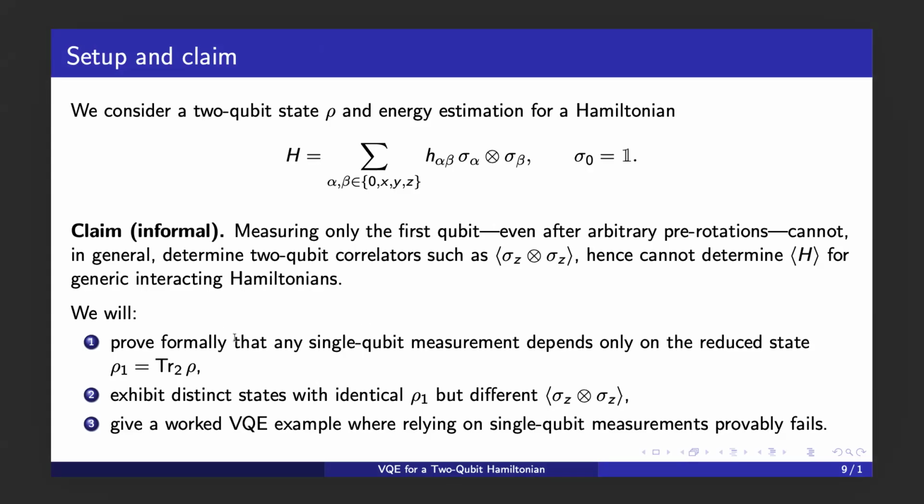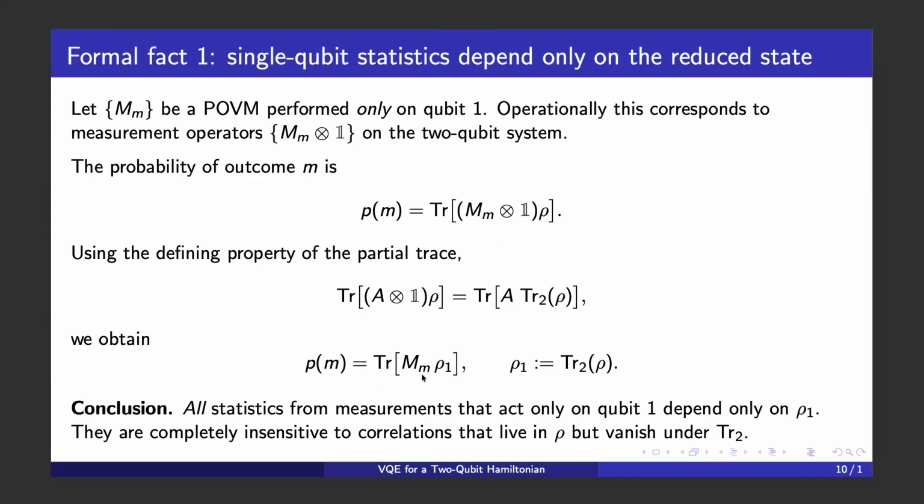So what you will see here is that you prove formally that any single qubit measurement depends only on the reduced state of the one qubit. And you can then exhibit distinct states with identical reduced ones. So this is a density matrix, but you could have different two qubit operators. So here there's actually an example where you rely on single qubit measurements, which probably fails. So I invite you to take a look at this. I'm not going to go through that one in the lectures here, but I've added this as additional material on why the measurement on all qubits is the standard way by which it is done nowadays.